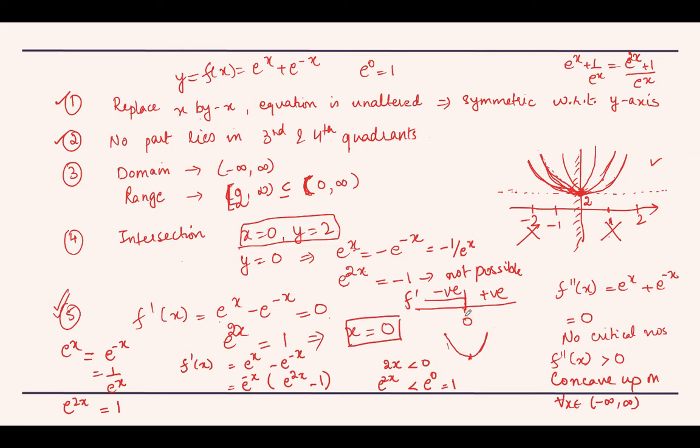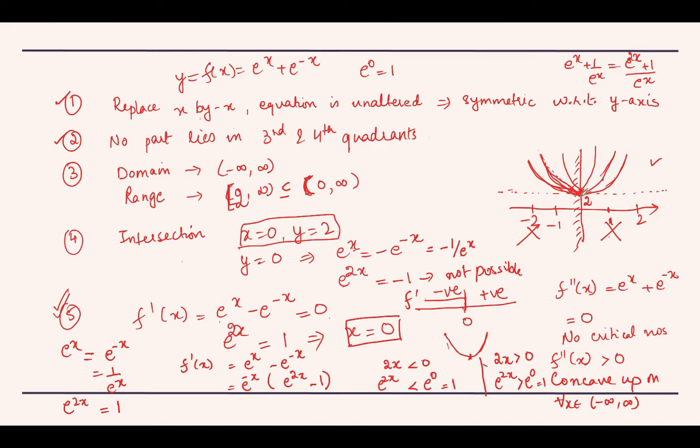Similarly, we will show that when our x is greater than 0, the sign of f dash is positive. So again we'll do the same step. When our x is greater than 0, our 2x is greater than 0, which means e to the power 2x is greater than e to the power 0, which is nothing but 1. So this gives us that e to the power 2x is going to be greater than 1, and therefore this difference is going to be positive. So that is how we can determine the sign of f dash to the left of 0 and to the right of 0. So it confirms the fact that this is the point of minima for this particular function.